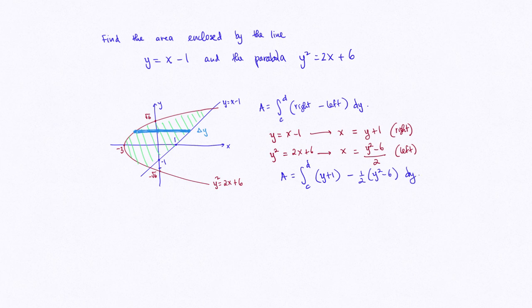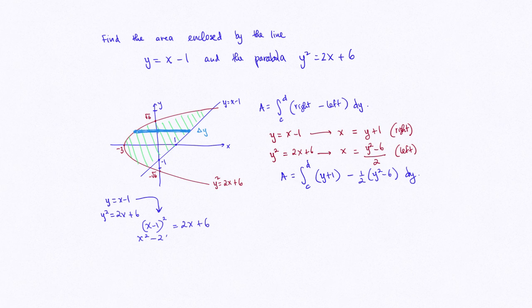Observe that we add the area of all of the rectangles horizontally along the y-axis. The limits of integration c and d are the intersections of the two functions, y equals x minus 1 and y squared equals 2x plus 6. This is a system of equations. We can solve it by either the elimination or substitution method. In this case, we will use the substitution method.